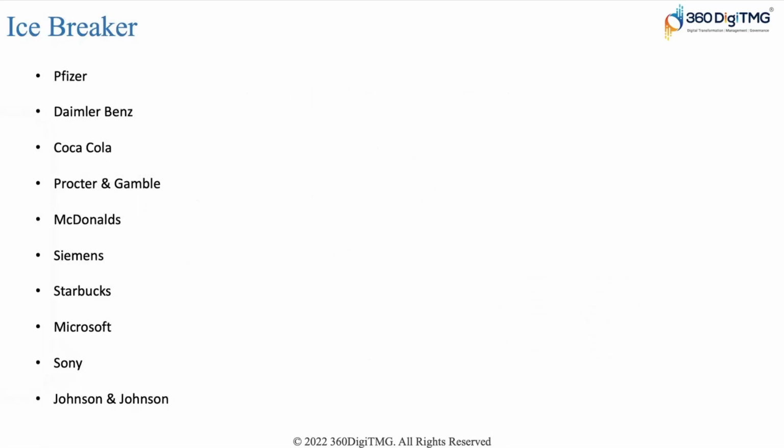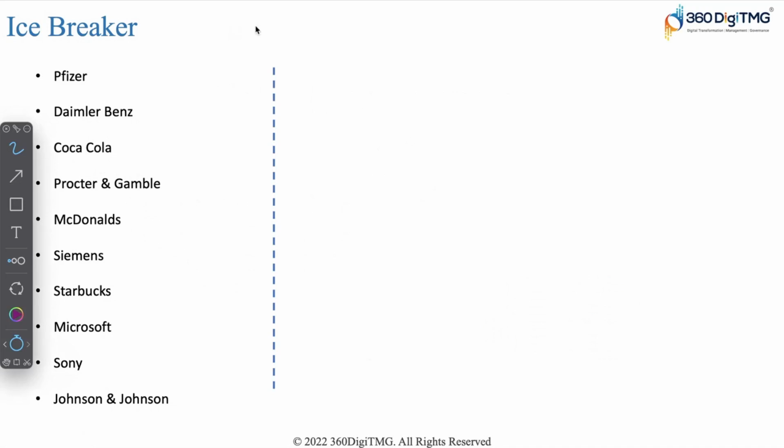So the first icebreaker is there are all these various companies, right? Pfizer, Daimler, Chrysler, Coca-Cola, Sony, Microsoft, so on and so forth. What is the one thing that comes to our mind when we think about these companies? Obviously, these are all big companies. These are all Fortune 500 companies. All these companies have a very sound financial background. Their fundamentals are strong. This is what we hear when we hear companies such as Sony, Johnson & Johnson, Microsoft, Starbucks, so on and so forth.